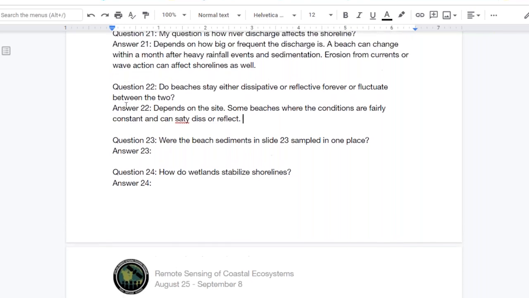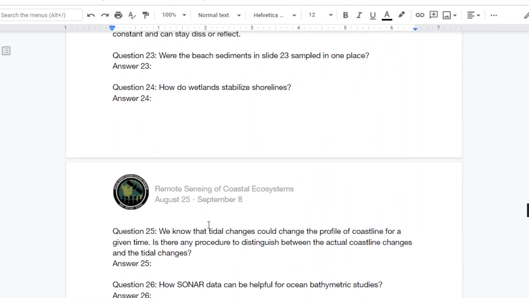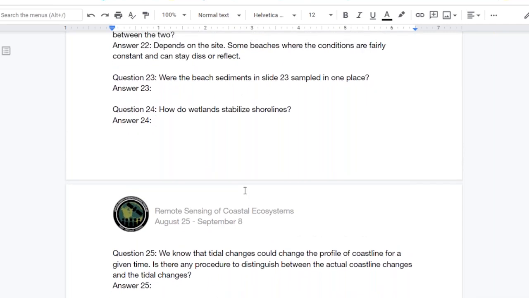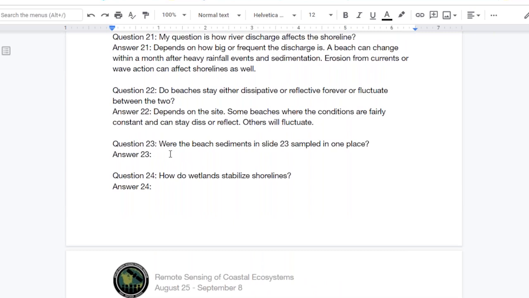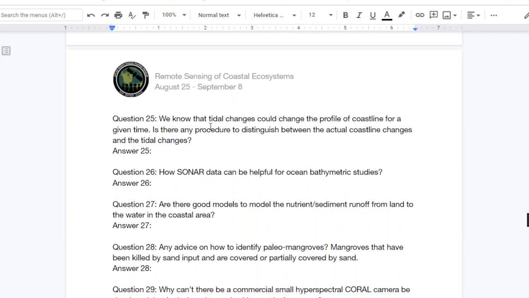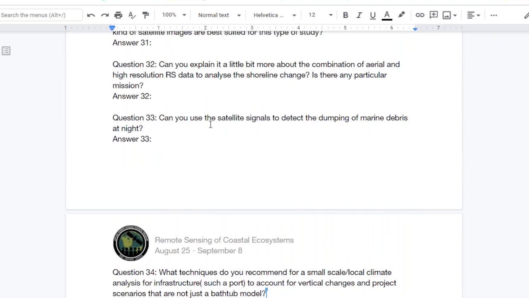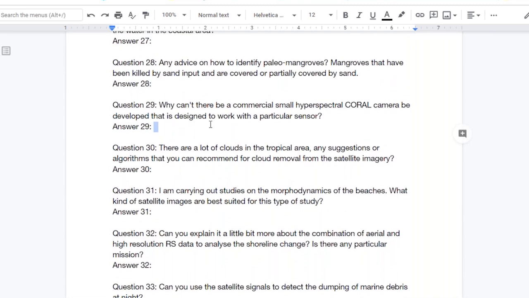Were the beach sediments in slide 23 sampled in one place? Okay, let's go a little bit. I have a version of the presentation here open on my computer, and yes, exactly. Those were the two beaches in the northwest coast of Puerto Rico that I showed, and yes, the sediment samples were collected exactly in the same waypoint, in either beach. So it actually shows the same lines of the question back on how river discharge affects the shoreline. This actually shows how it affects the shoreline, in this case in terms of the sediment composition and sediment size. So the answer is yes, they were collected exactly at the same site. The samples in both beaches, and you see how different they can be.